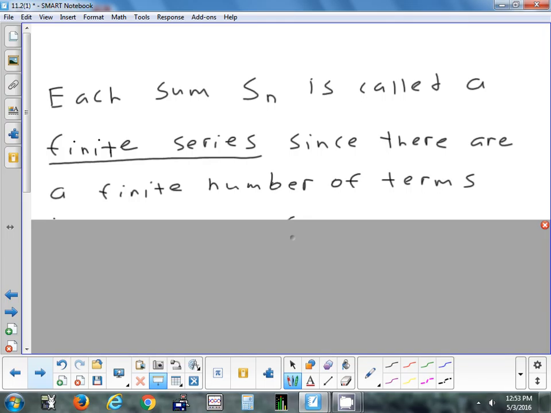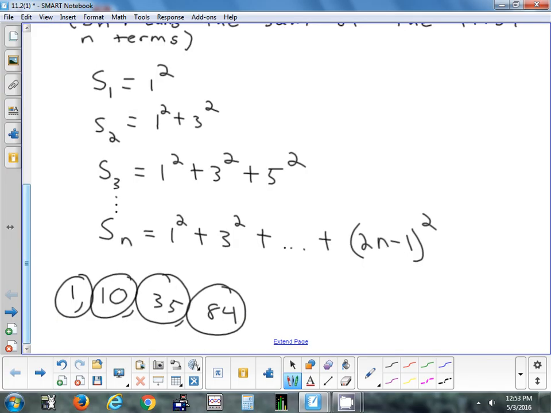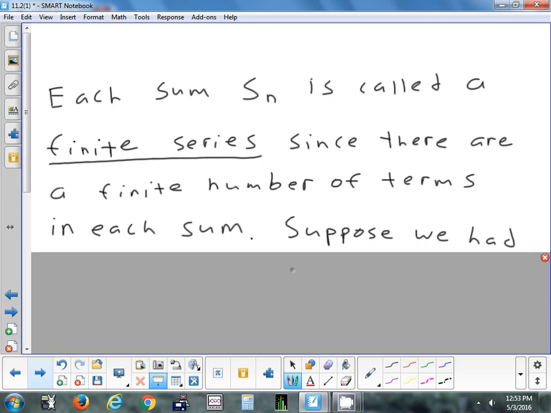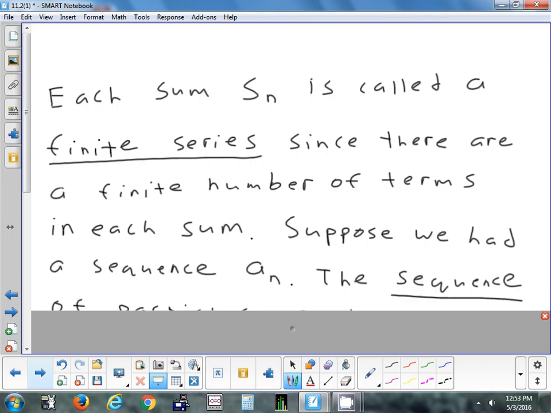Each individual S sub n, S sub 1, S sub 2, S sub 3, S sub 4, those are all what we call a finite series. Does finite mean it goes on forever, or there's an end? Yeah, there's an end. So each one of those is called a finite series, because there were a certain number of terms we added up. Sometimes we just added up the first 2 terms, sometimes the first 3, sometimes the first 4. But the point is, it was finite. There was a certain number of terms we added up.